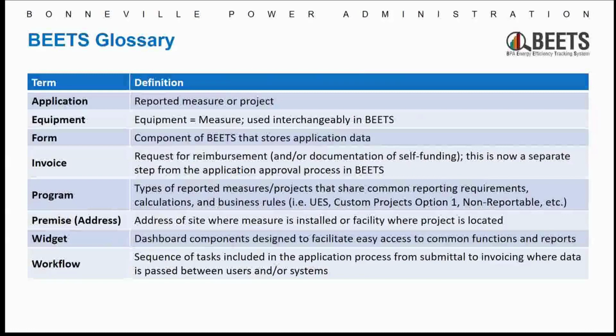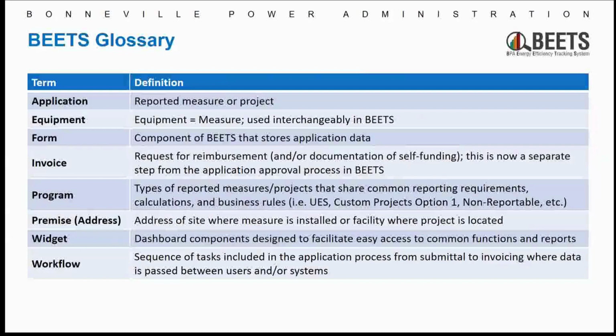So the top one, the application, is something you're going to hear us refer to a lot today. This is simply what we're calling in the system a reported measure, like a UES measure becomes an application, or a project. So a custom project is an application in itself. So equate that to calculators today. A lighting calculator is now becoming an application when it enters into BEETS. A UES, when you report them by bulk, which we'll talk about as well, each line item is an application.